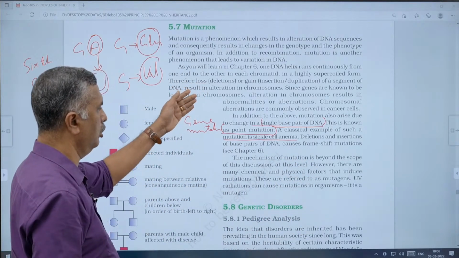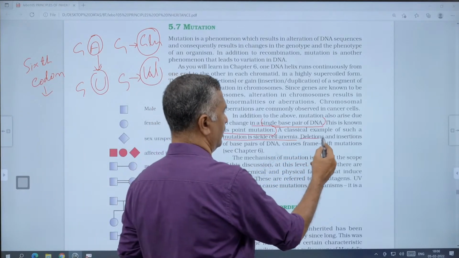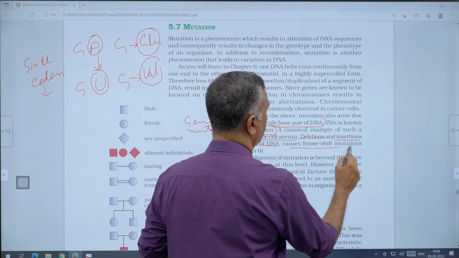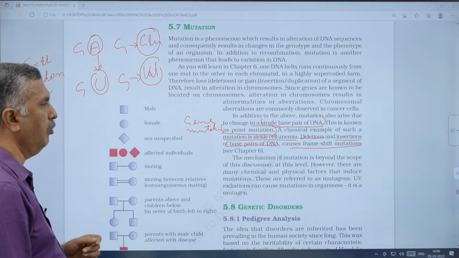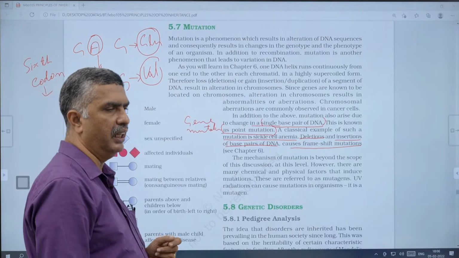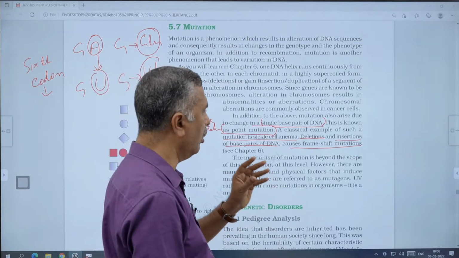Chromosomal mutation, gene mutation, and deletions and insertions of base pairs of DNA cause frame shift mutation. That is also seen in chapter 6, the molecular basis of inheritance. Frame shift mutation is either a deletion or an insertion.